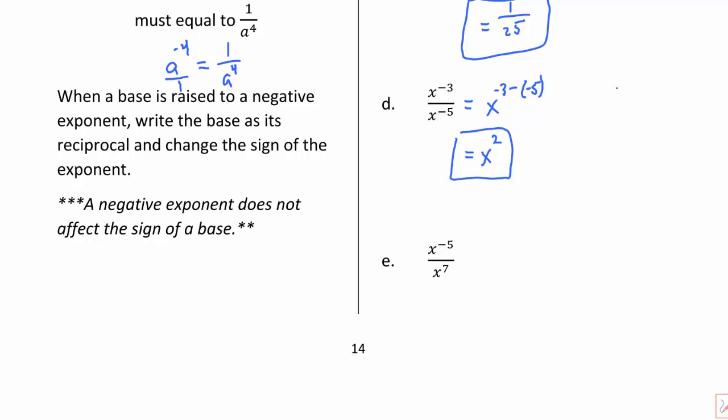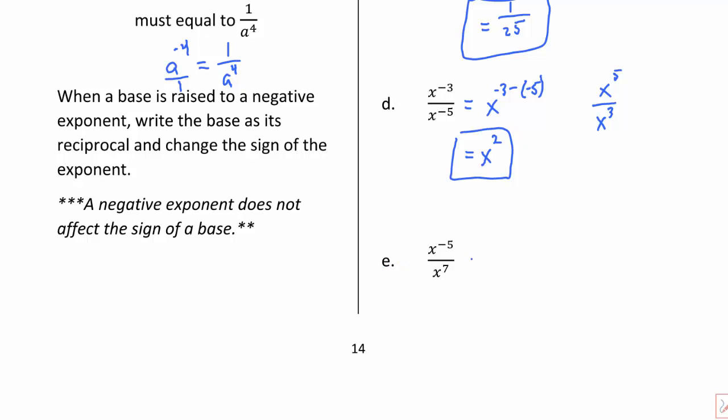Now that's one way of doing this. If we want to, we could actually flip each of these. This negative 5 can go to the numerator, and this negative 3 can go to the denominator and change their signs. So that becomes x to the 5th divided by x cubed. Notice that 5 minus 3 is 2, and this is another way that we can get to x squared.